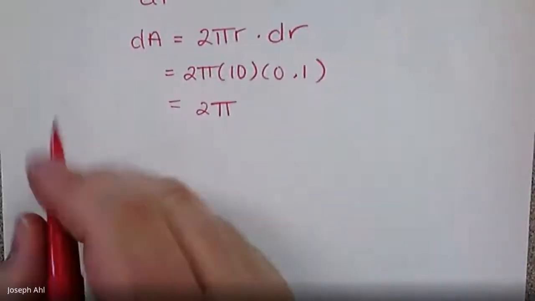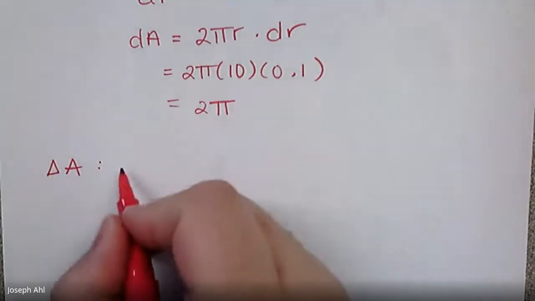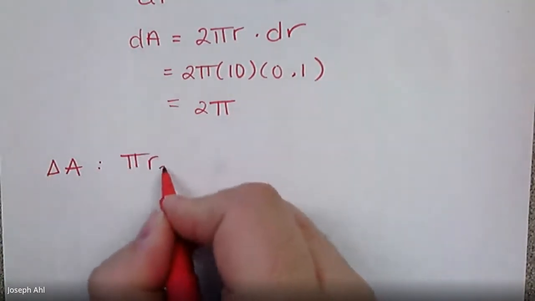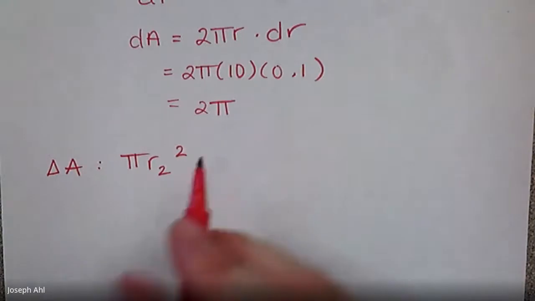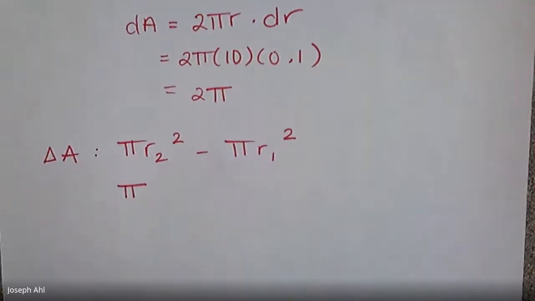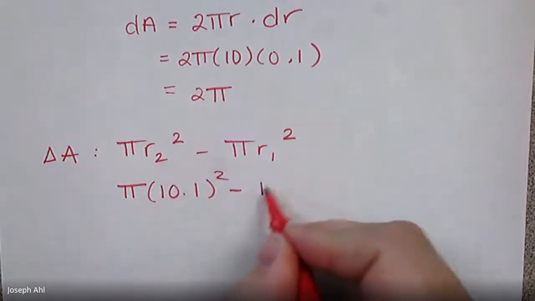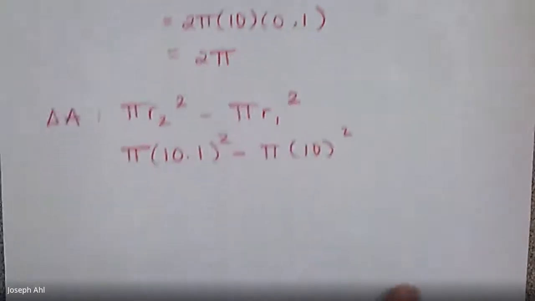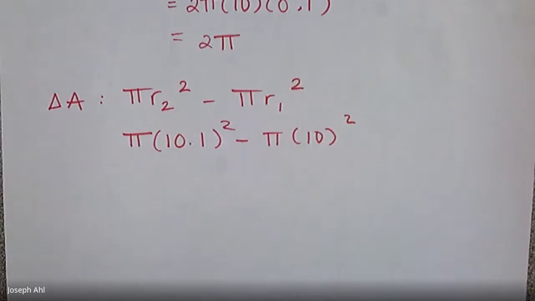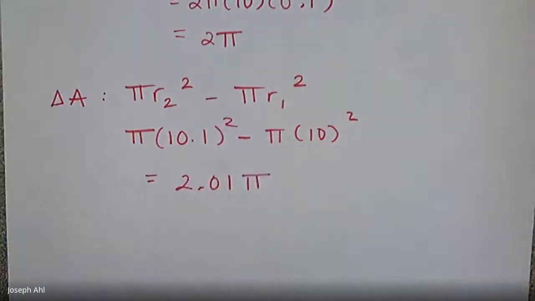So then in the next part, it says to calculate delta A and compare with the estimate. So delta A would be the difference in the areas. So it would be pi r, you can represent it as the second radius squared minus the original radius squared. So since the differential in the radius is 0.1, we would have pi times 10.1 squared minus pi times 10 squared. And if you find that difference in terms of pi, we're going to get that 2.01 pi is the actual difference in the areas.